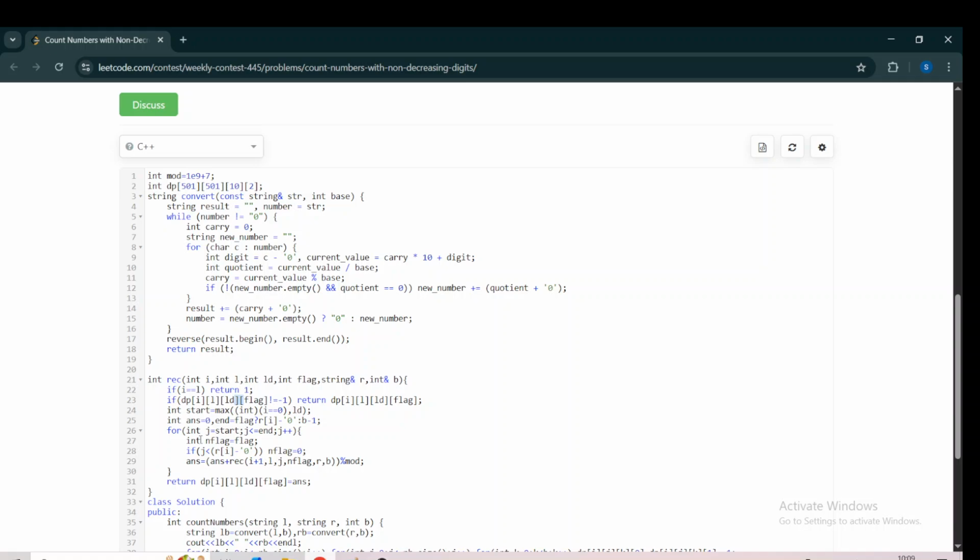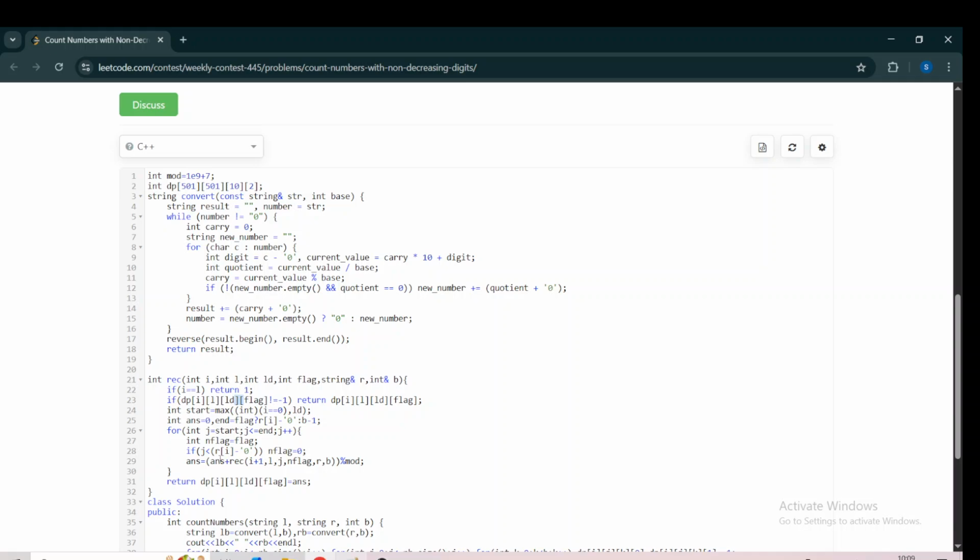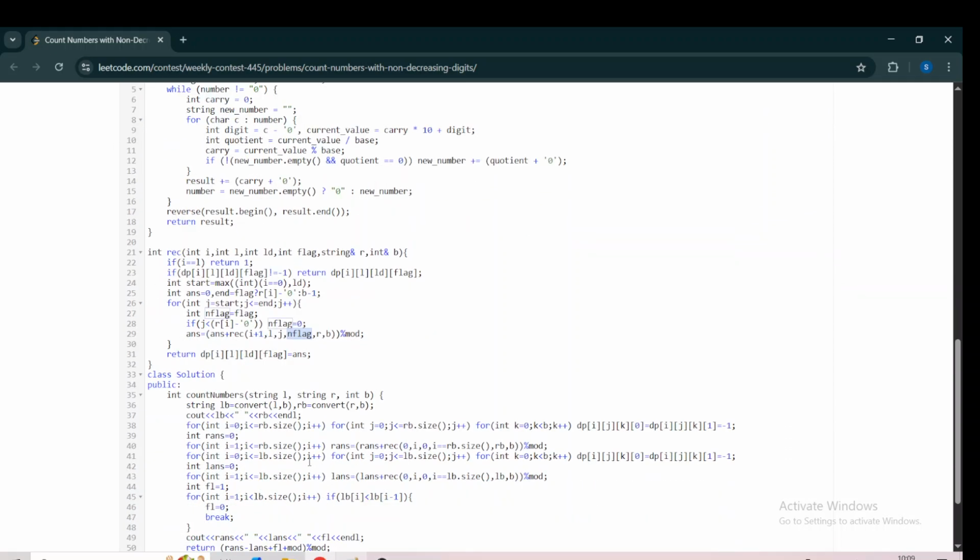Now our new flag will be flag, and if j is less than ri, that means that we are taking any value less than 3 in the third digit. If the flag is strict, then our new flag will become 0. Then we are doing answer equals answer plus recursion of i plus 1. L will remain the same, j will be our next last digit, and the new n flag will be our new flag. The rest of the parameters remain the same.